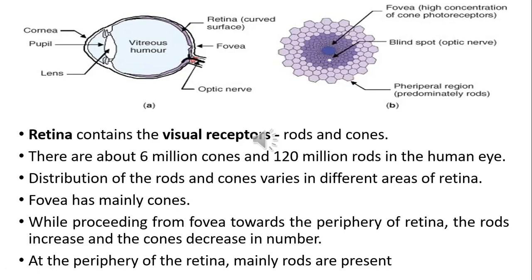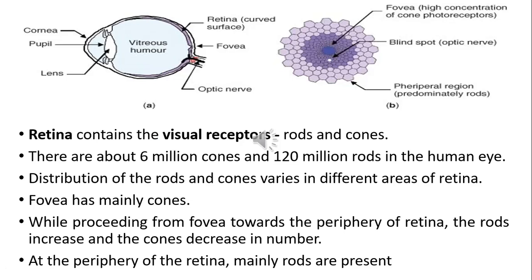So today we're going to be looking at basically how an image can be interpreted, and the role of the rods and the cone cells. So now we have the retina. The retina contains the visual receptors known as the rods and the cones. There are about 6 million cones. The distribution of the rods and the cones varies in different areas of the retina.